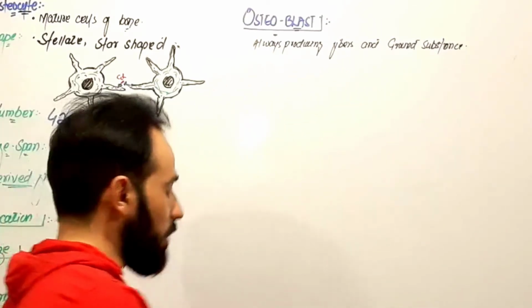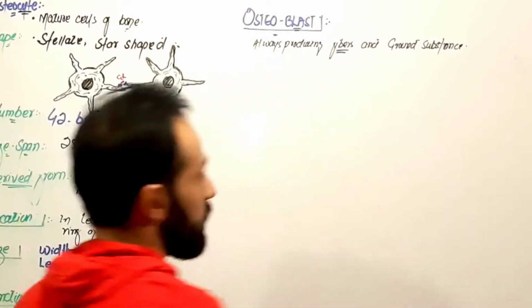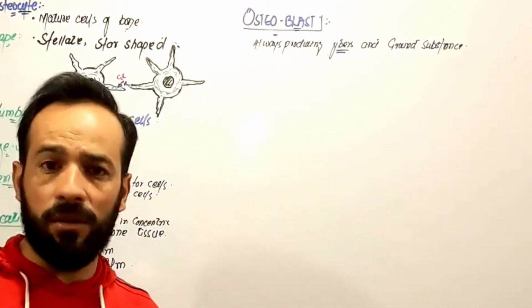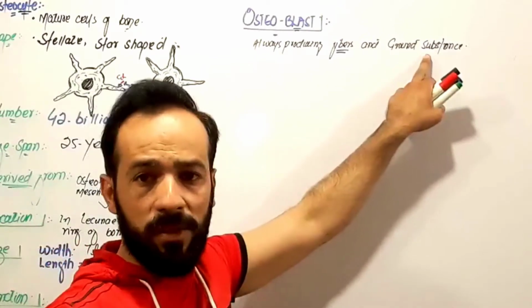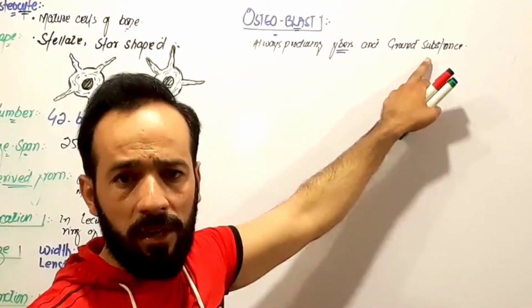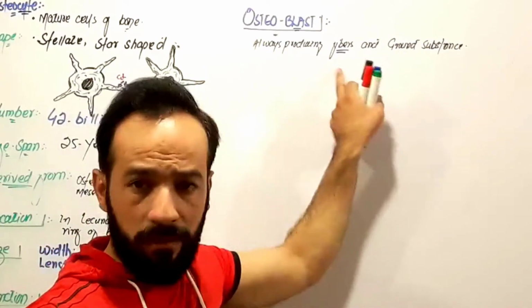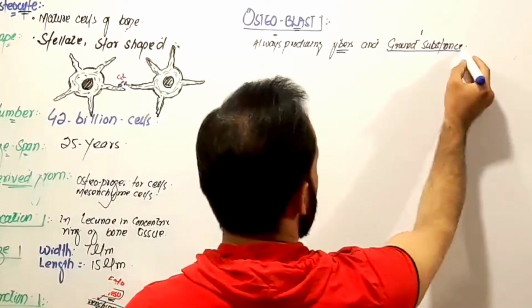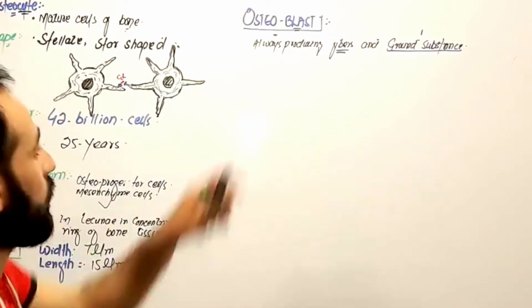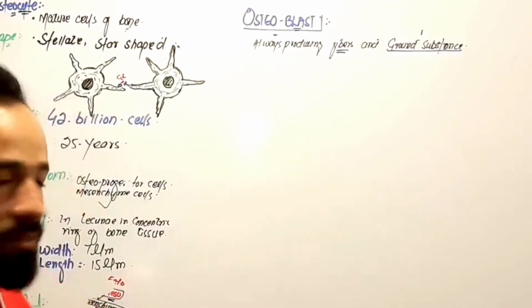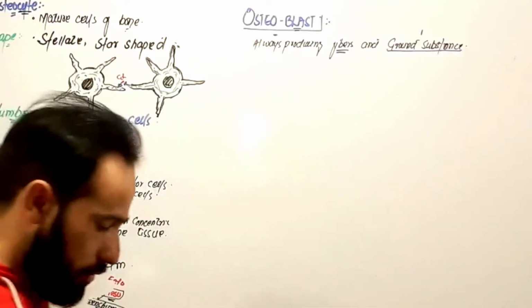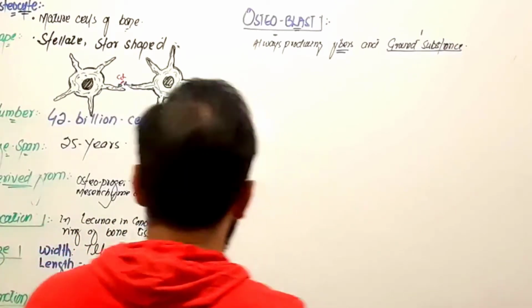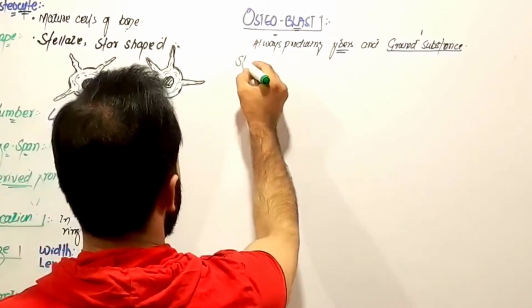And you know the fibers are of three types: elastic fibers, reticular fibers and collagen fibers, and the ground substance is made up of GAGs, proteoglycans and glycoproteins. I have already told you about these, right? So the ground substance and the fibers are produced by these osteoblast cells, and the cyte cells do not perform that function. What is the shape of these cells?